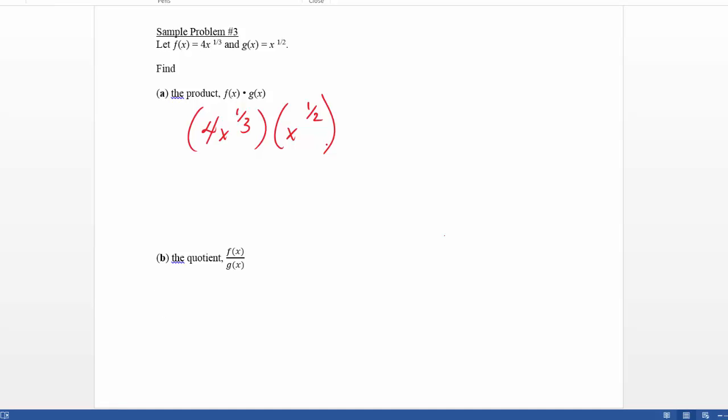Okay, so I've replaced my f of x and g of x, and now we're multiplying. And so when we multiply exponent values, we add the exponents. So this is going to be 4 times what's effectively a 1 right there. So 4x to the 1/3 plus 1/2. And again, if you didn't have your calculator, you'd have to go through common denominators and such. But since you do have your calculator, you can simply plug in 1/3 plus 1/2. And that's going to give us 4x to the 5/6 as our simplified expression.